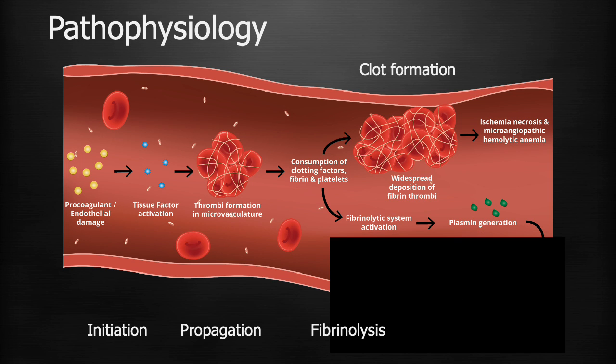Next is the fibrinolysis. The fibrinolytic system is activated. Plasmin is generated from plasminogen and plasmin breaks down the fibrin.